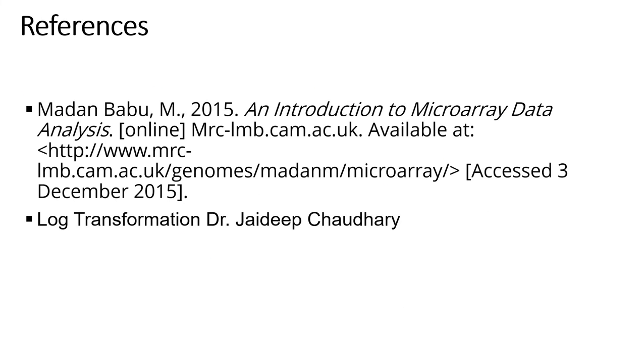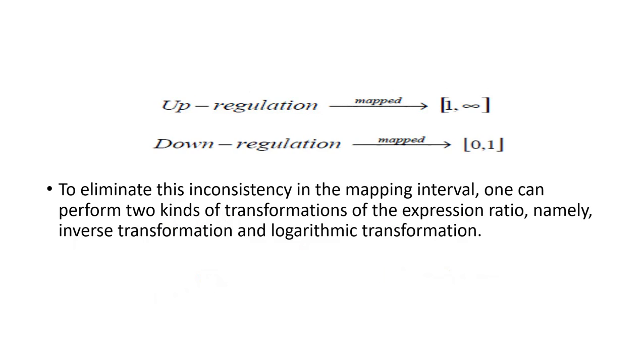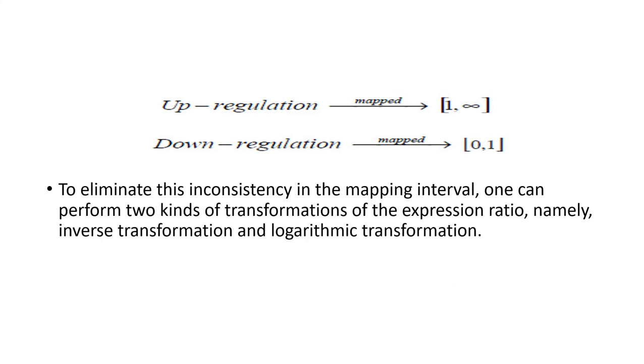So this may be like this. In this figure you can see that in the first figure the mapping space is very large, so we are unable to see the differences. Without the transformation, we are unable to analyze the data. So this is the problem. To eliminate this problem, we apply two different methods of transformation: inverse transformation and logarithmic transformation.